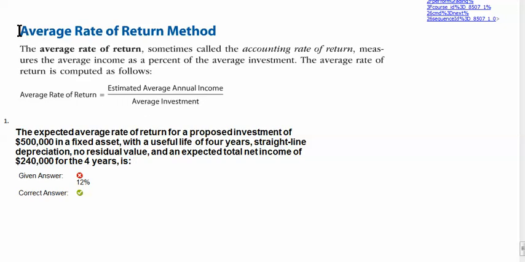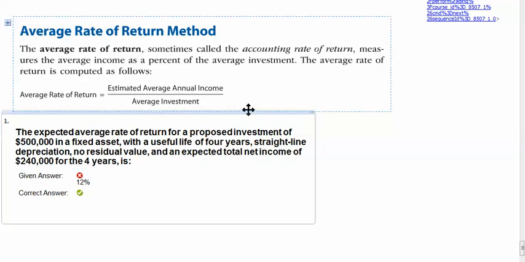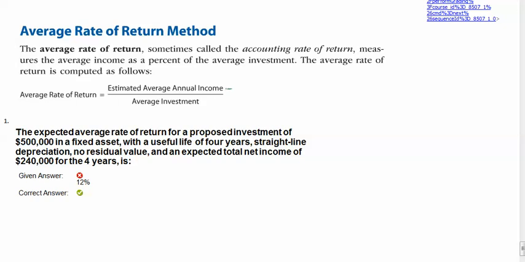Well, the formula, the average rate of return, sometimes called the accounting average rate of return, is the estimated average annual income divided by the average investment. The estimated average annual income, we would take whatever that total is and divide it by the number of years to come up with an amount.